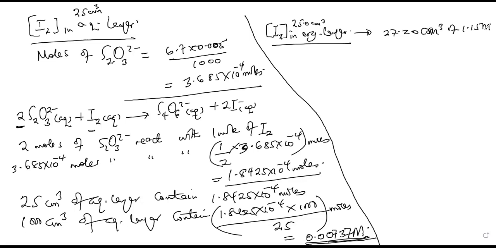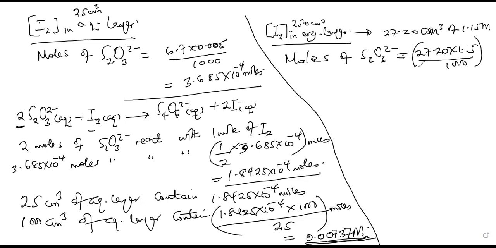So it means that I need to first get moles of thiosulfate in this layer. Moles of thiosulfate are going to be equal to 27.20 times 1.15 out of 1,000. This is going to give me 1.564 times 10 to the power -2 moles.